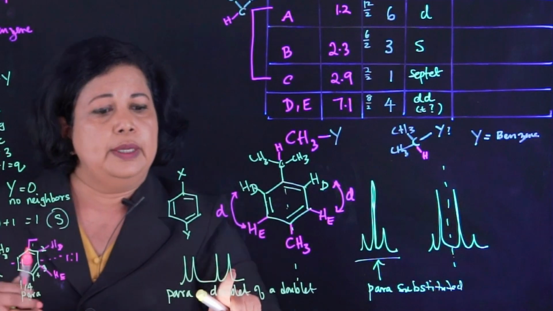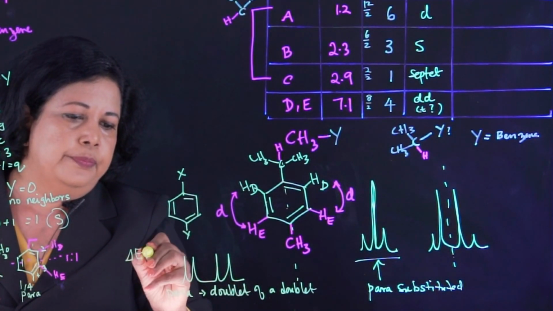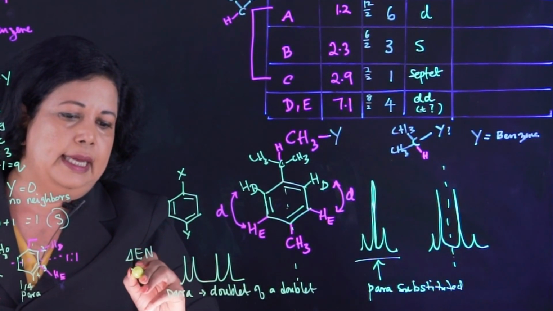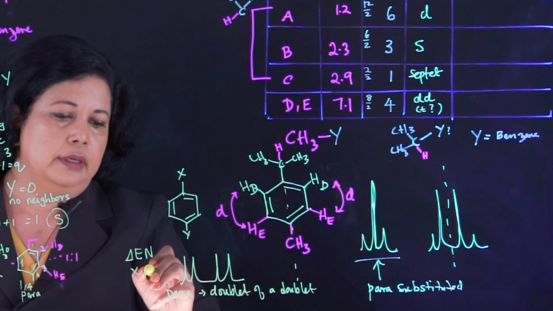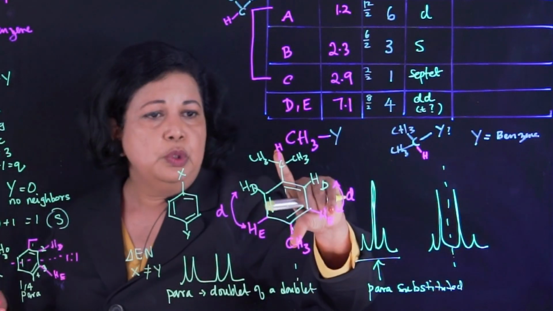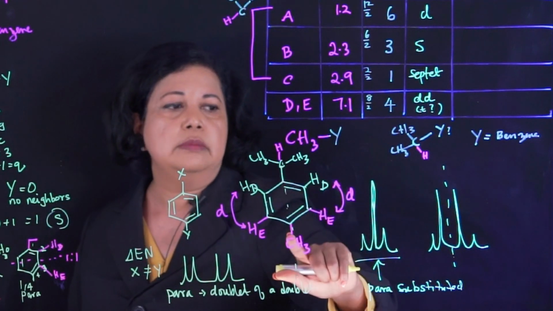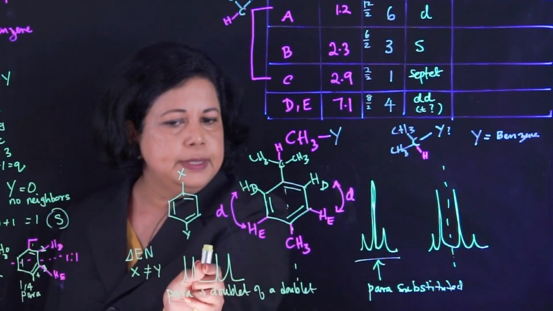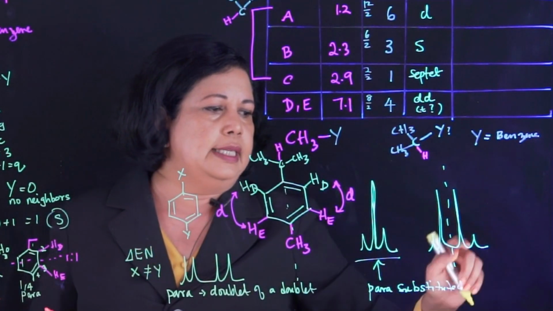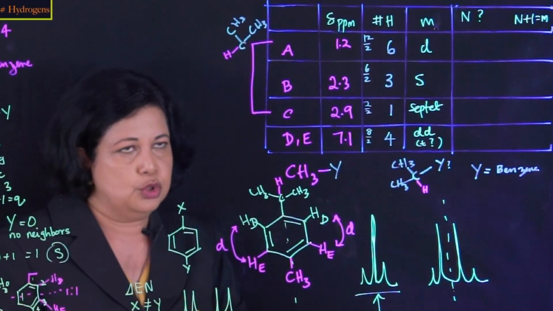This is going to be what you would see if X is not equal to Y in terms of electronegativity, if the X and Y are not the same. But here they're almost the same electronegativity, or in this case they're both donor groups and they're very similar alkyl groups, so they are collapsing into a peak like this. But you can see that it's a para disubstituted doublet of a doublet. All right, so that concludes our structure here.